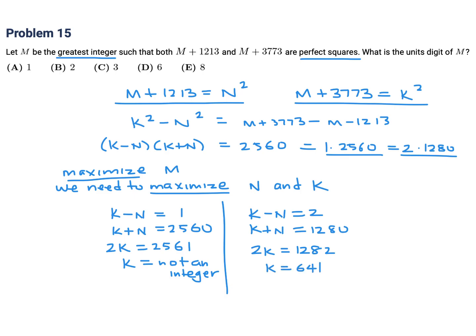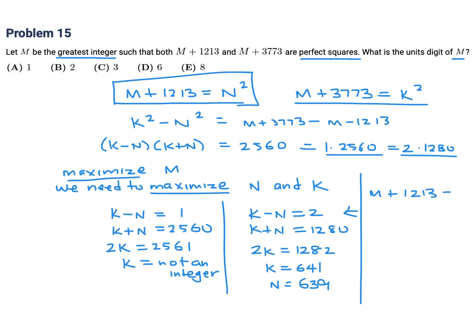Correct? And sub it back into here, I guess. And then n looks to me like 639. Right? Okay. And then I can figure out m. I can use either one of these. So for example, if m plus this guy right here, 1213 was n squared, and then n we know is 639, and then we can easily calculate the value of m.